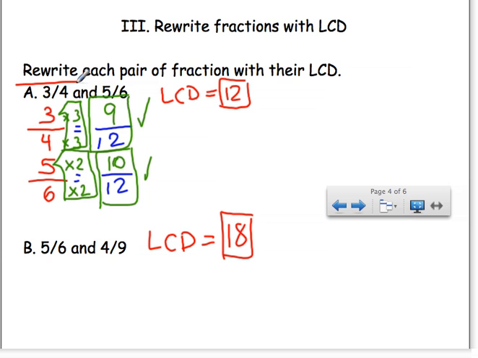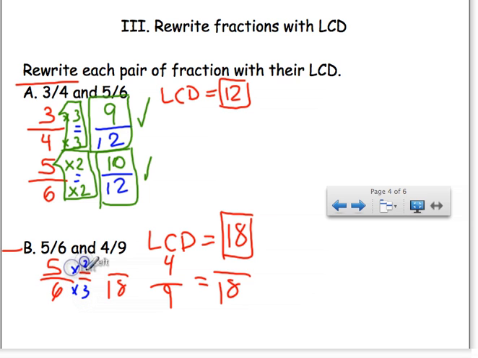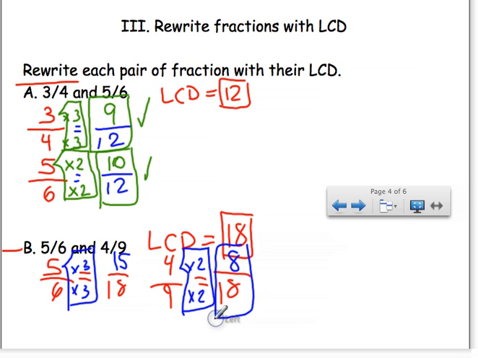Okay, you've tried B, now it's time to check your answer. If you have 5/6 and 4/9, you want both of them with a denominator of 18. That first fraction you would have had to multiply times 3/3. And you would have had 15/18. That second fraction you would have had to multiply times 2/2. And that would have given you 8/18. If you had both of those fractions correct, give yourself a check on your paper. Good job.